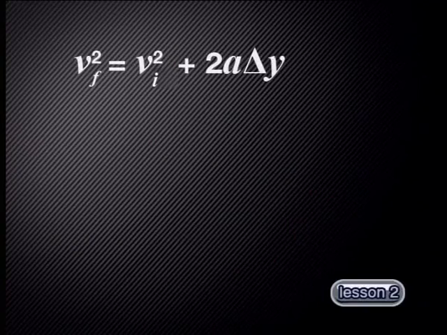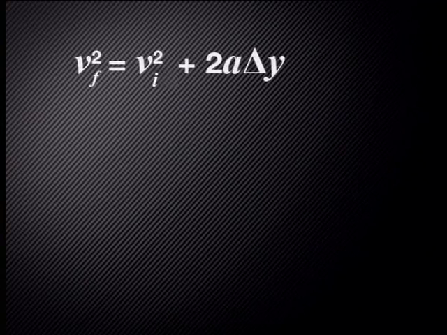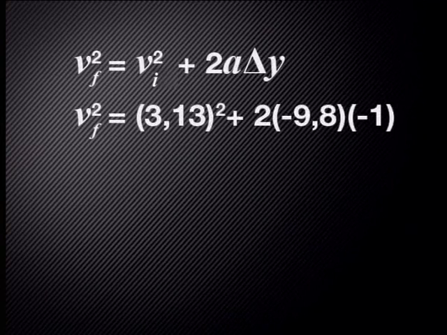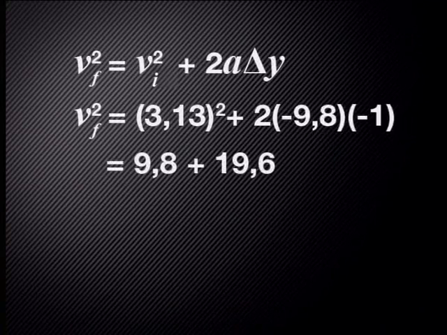We'll use the equation: final velocity squared is equal to initial velocity squared plus 2 times acceleration times displacement. Vf squared is equal to 3.132 squared plus 2 times negative 9.8 times minus 1, which is equal to 9.8 plus 19.6. This is equal to 29.4.